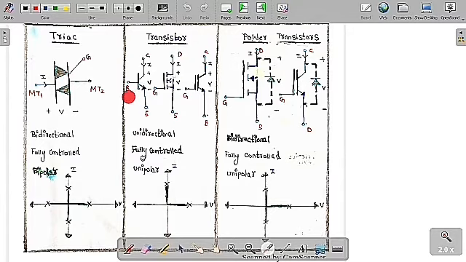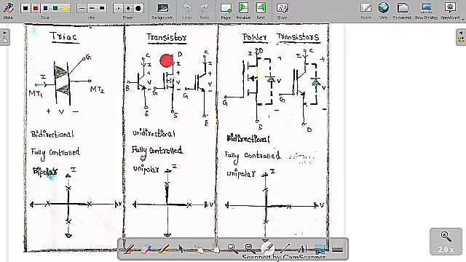So this is a BJT: base, collector, emitter. The current flows from collector to emitter, and V is the voltage drop across the collector to emitter. Similarly for the MOSFET, this is gate, drain and source. This is the voltage across the drain and source, and the current is flowing from drain to source. And this is called IGBT: gate, collector and emitter. Therefore you can see clearly it's a combination of both MOSFET and BJT. So this is the IGBT, this is the MOSFET, and this is a BJT.